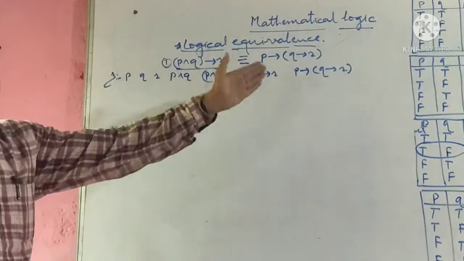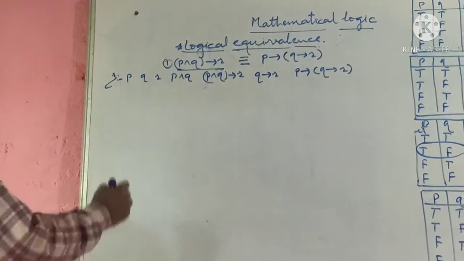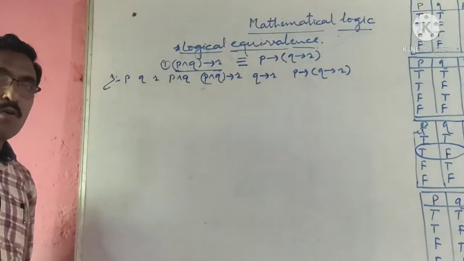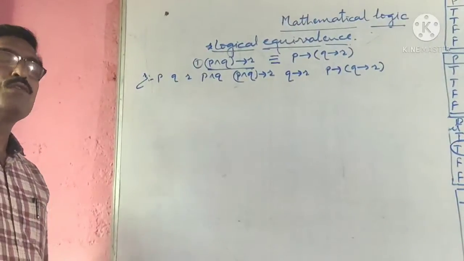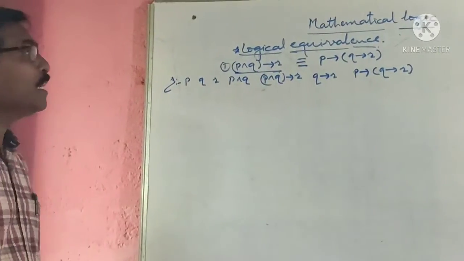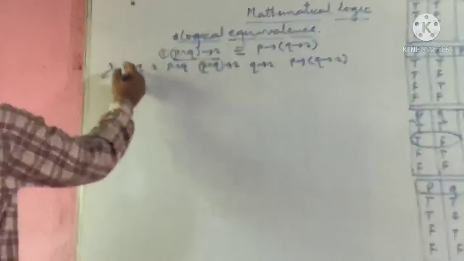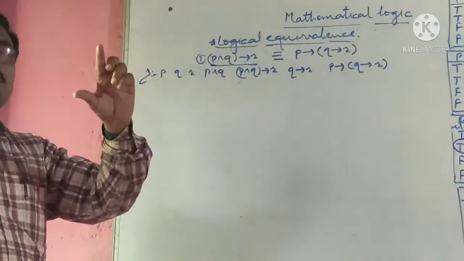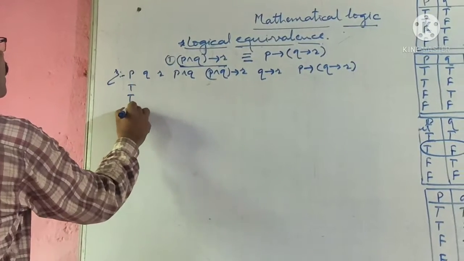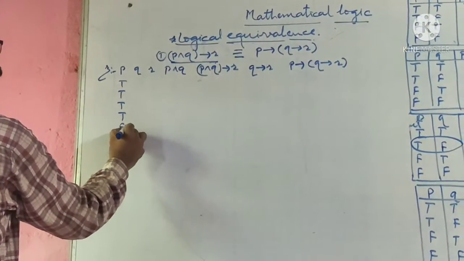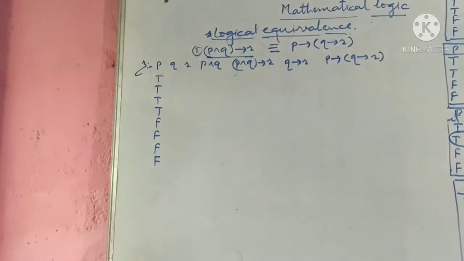Now these are the columns of both the statement patterns. Now we write entries of each column. When three constituent statements are there, in each column there are 8 entries. Now let us see how to write entries of the first column, that is, entries of P. The entries of P are first 4 T's and then 4 F's, that is, T, T, T, T, F, F, F, F. So these are the entries of P.